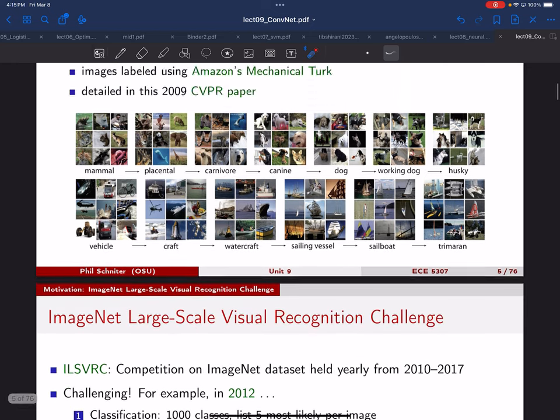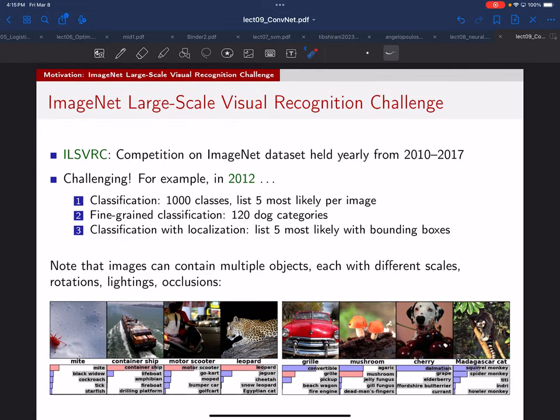And once that data set was out there, there was a competition held yearly from 2010 to 2017 called the ImageNet Large Scale Visual Recognition Challenge, ILSVRC. Every year they had a different set of competitions within that challenge. For example, in 2012 they had three different tasks. One of them was classification with 1,000 classes, where the methods would list the five most likely guesses per image, and the guess is correct if the true class is one of the top five.